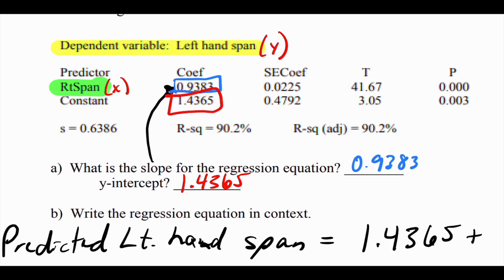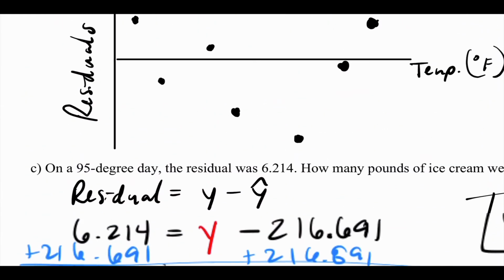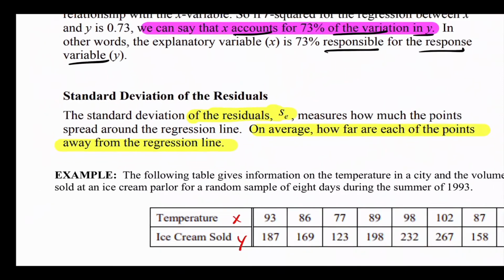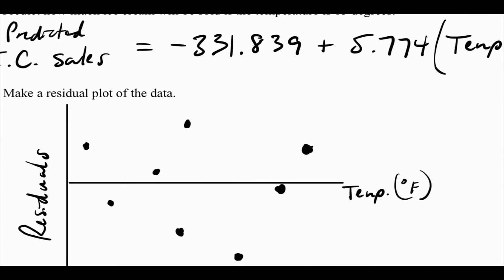Okay, there's a couple other things. You see here, S. S is the standard deviation. So what does that mean? Well, we talked about that yesterday. Right here in yellow. So what that number means is, on average, how far are each of the points away from the predicted line? That's what that means.